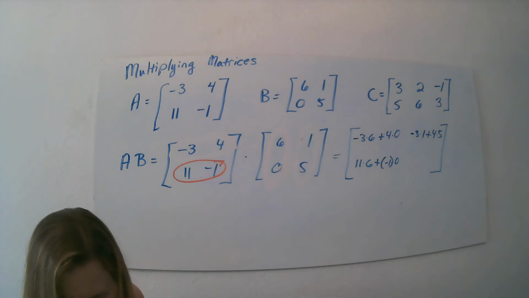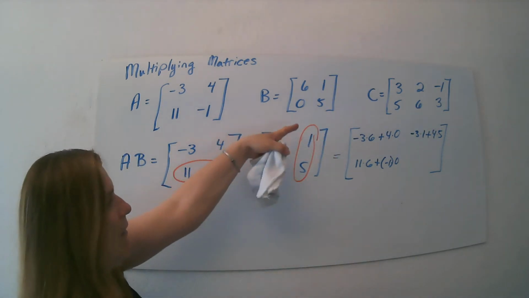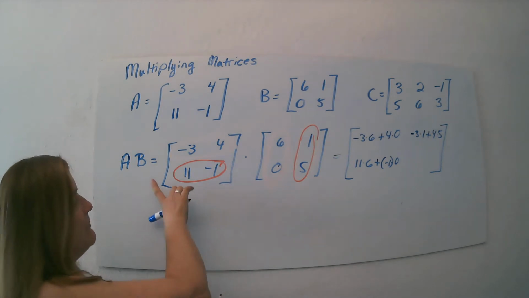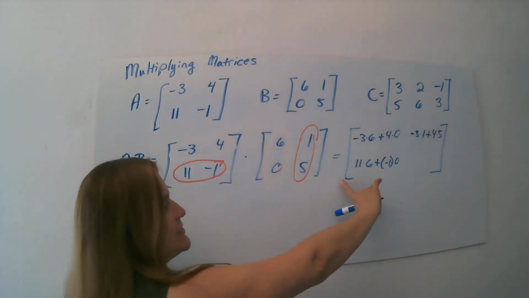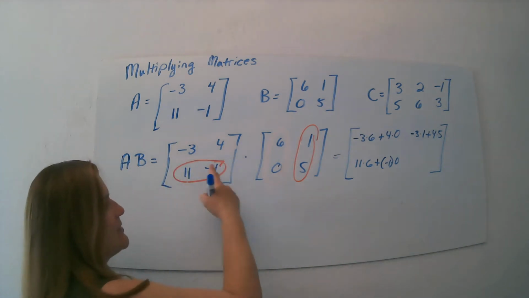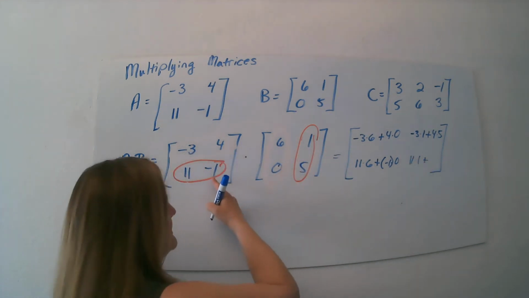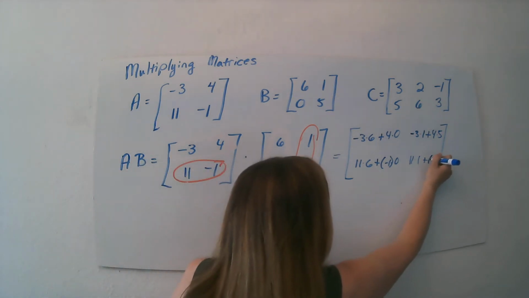So now here I am, looking at row 1, column 2, row 2, column 2. So my result will be in row 2, column 2. Here's where it's going. So it's 11 times 1 plus -1 times 5.